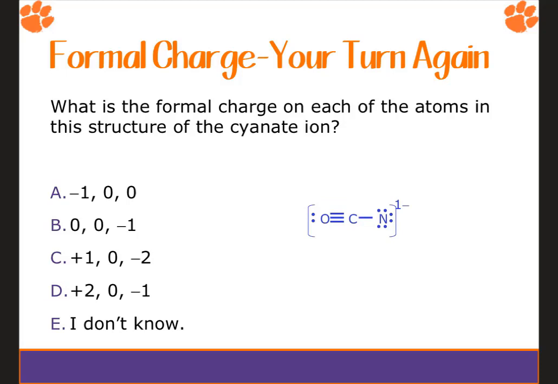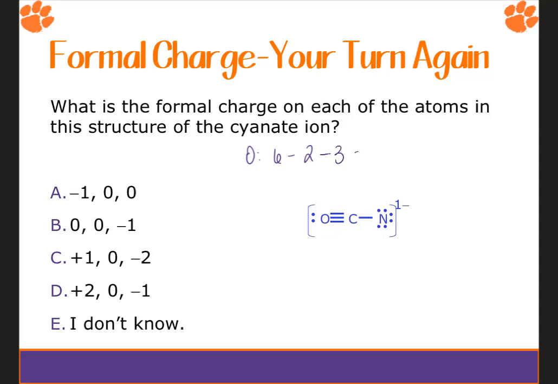All right, one more time. We've got a different arrangement here, a different resonance structure. So figure this one out and pick your answer, and we'll go through it together. All right, so again, we'll go left to right, starting with the oxygen. So oxygen in this case still has 6 valence electrons. We have 2 lone pair electrons, and we have 1, 2, 3 bonds.